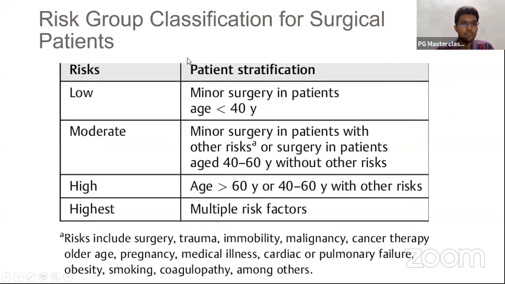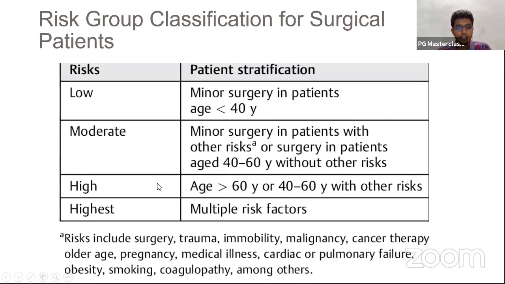Classification of risk group of surgical patients and patient stratification. The risks are classified into low, moderate, high, and highest. When coming to patient stratification, low risk patients are those considered as minor surgery in patients aged less than 40. Moderate risk group is classified as minor surgery in patients with other risks. The other risks including previous surgery, trauma, patient who is immobile, patients having malignancy, patients who have undergone cancer therapy, patients of older age, pregnancy, having medical illnesses or cardiac or pulmonary failure, who are obese, who are smokers, having underlying coagulopathies and other disorders.